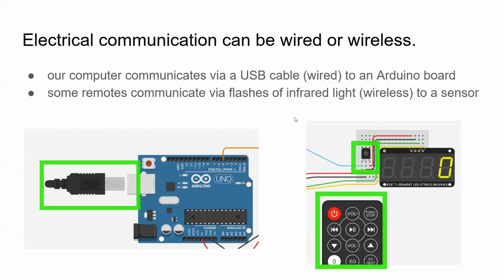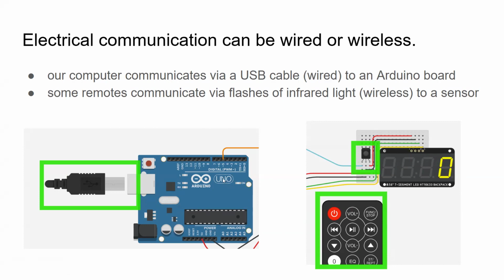So electrical communication can be wired or wireless. We have in the past uploaded code onto our Arduino board, and this is done over a USB connection. What happens in the background is we write the code on our desktop, we compile the code, and then we upload the code onto the board. And that can only happen when there's this USB connection. So data is being sent through this USB cable, and it's going onto the microcontroller on the Arduino board.